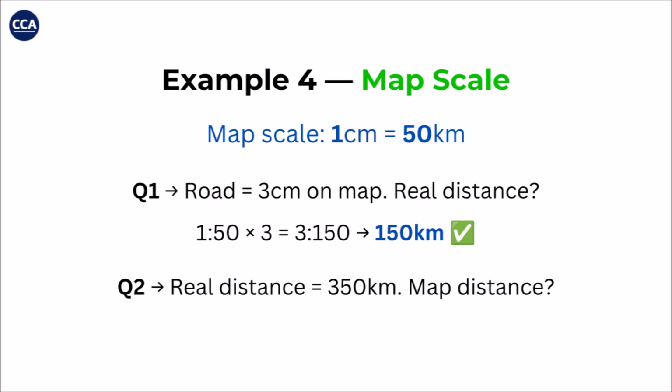Question 2. A distance in real life is 350 kilometers. How many centimeters is that on the map? First think, what was done to 50 to get 350? Multiply by 7. So, 1 multiplied by 7 equals 7 centimeters. The distance on the map is 7 centimeters.